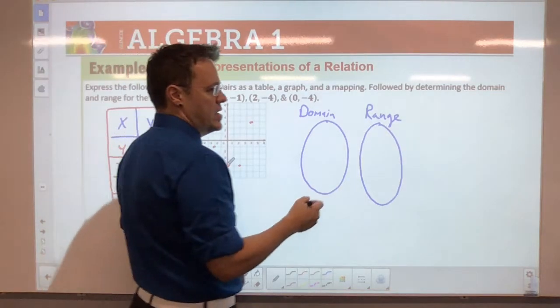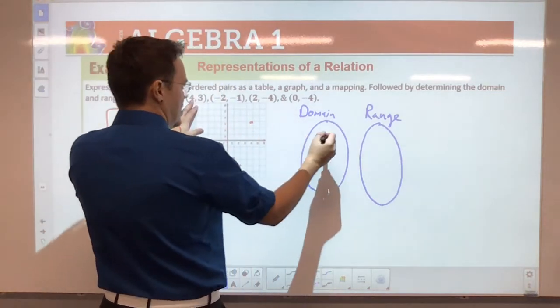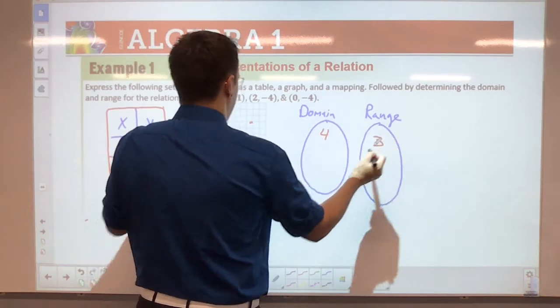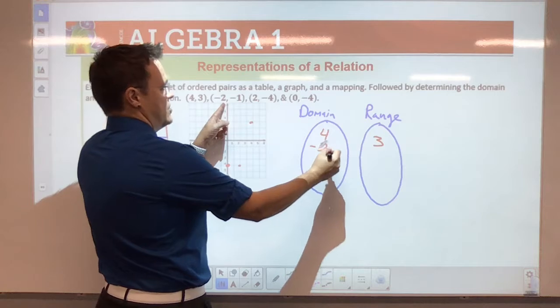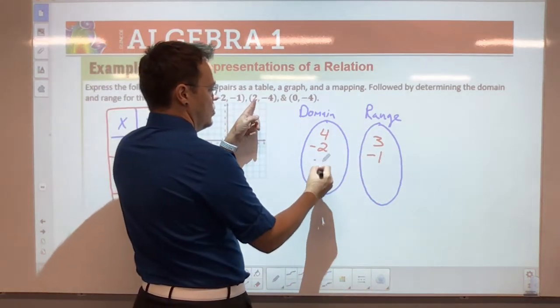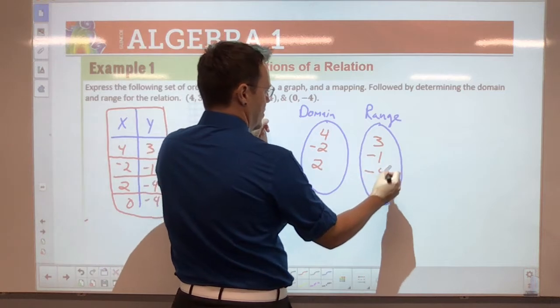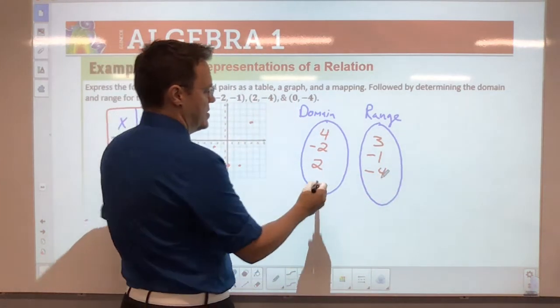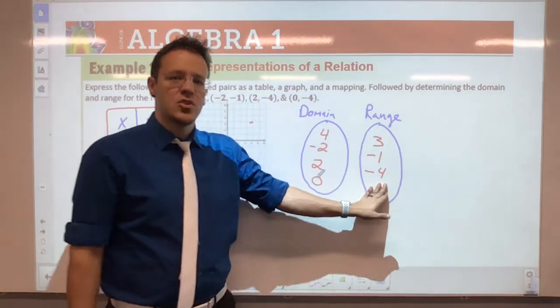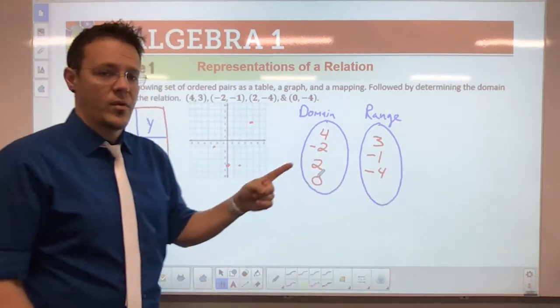Now here's the domain and range part, right? So now you're doing the same thing. You do your values of 4 and 3, and then your next one would be negative 2, negative 1, and then you could go 2 and negative 4, and then you put your last one, 0, but here's the difference. There's already a negative 4 there, so you don't write another negative 4. You only write it once.